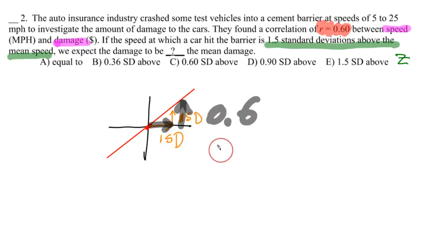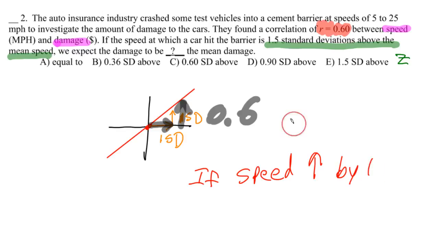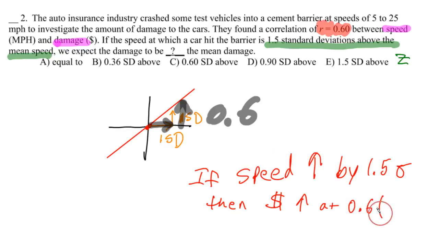So what I'm going to do here is I'm going to say, okay, well, if speed increases by 1.5 standard deviations, then that means that the damage should increase at 0.6 times that rate of change. So if I take a look here, I would say 0.6 times 1.5 on my calculator, and I get that this calculation right here is 0.9. So we would expect the damage to be 0.9 standard deviations above the mean.